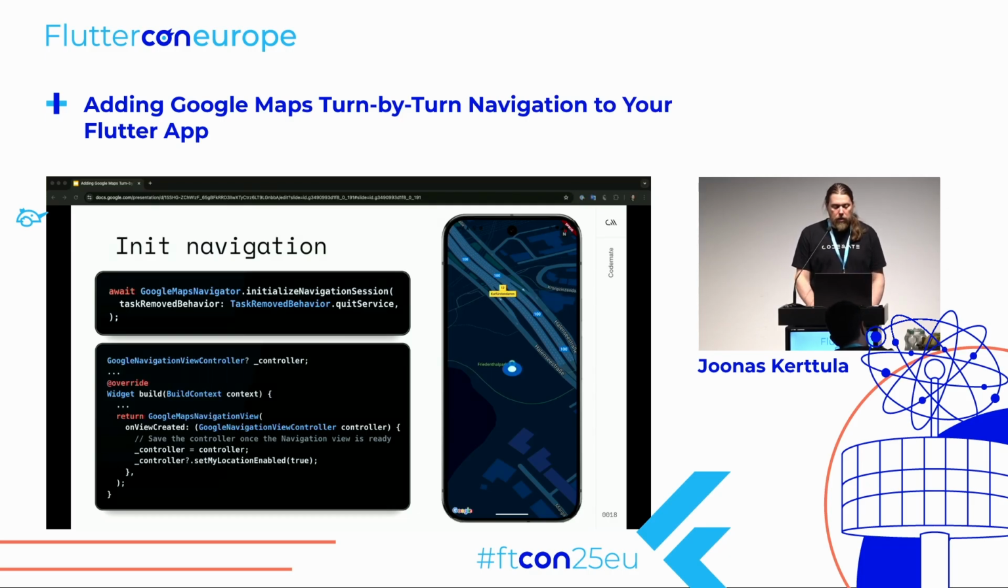And in the next snippet, you see how to add the Google Maps navigation view to your application. We currently have a method called onViewCreated. It's a similar method to the one used in the official Google Maps Flutter plugin, and it returns the view controller. It has methods like you can enable your current location, and you can control the camera with that, and, for example, animate the camera to a different location and things like that.